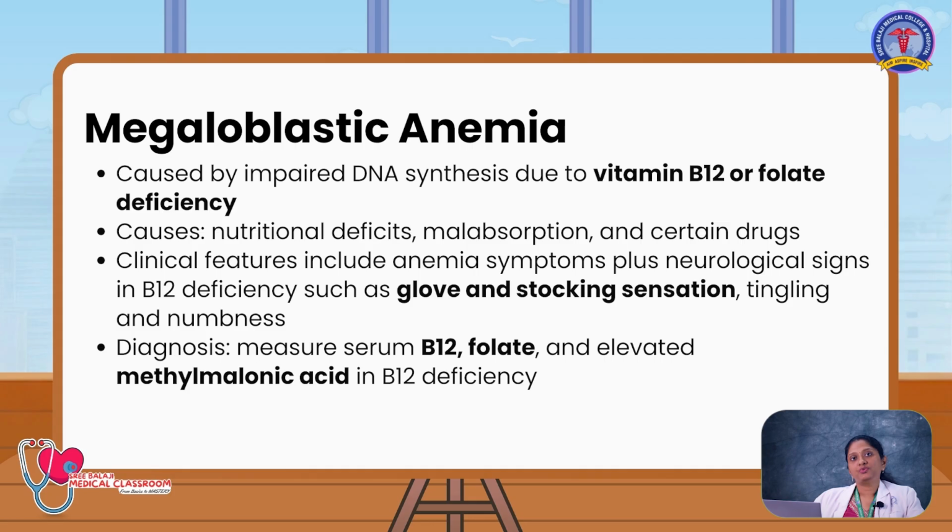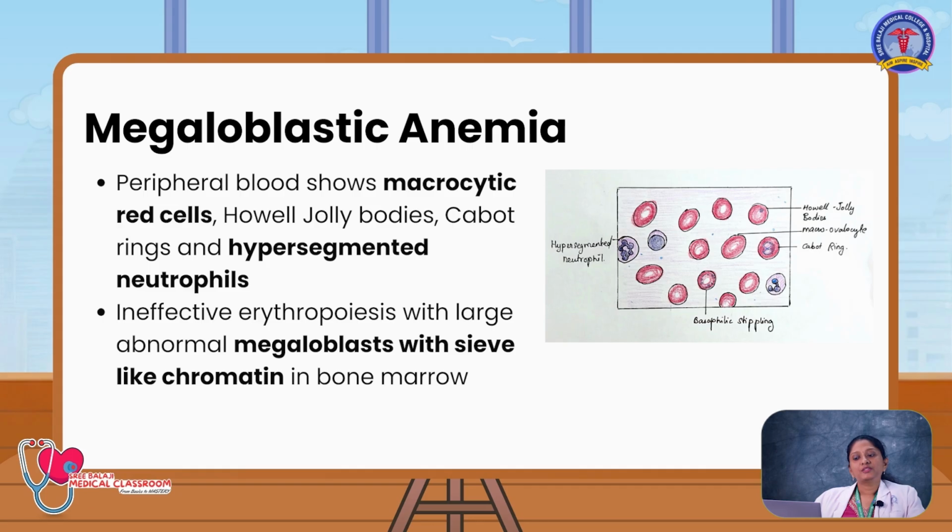Clinically, these patients will present with the same symptoms of anemia such as pallor, lassitude and tiredness, but in addition to that, they also have neurologic symptoms like glove and stocking deformity, as well as tingling and numbness in the peripheral nerves. The peripheral blood smear shows macrocytic red cells and hypersegmented neutrophils. In addition to that, the smear can also show Howell-Jolly bodies and Cabot rings.